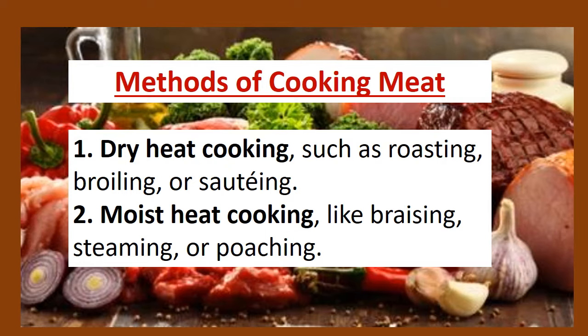There are two methods of cooking meat: the dry heat cooking, such as roasting, broiling, or sautéing, and the moist heat cooking, like braising, steaming, or poaching.